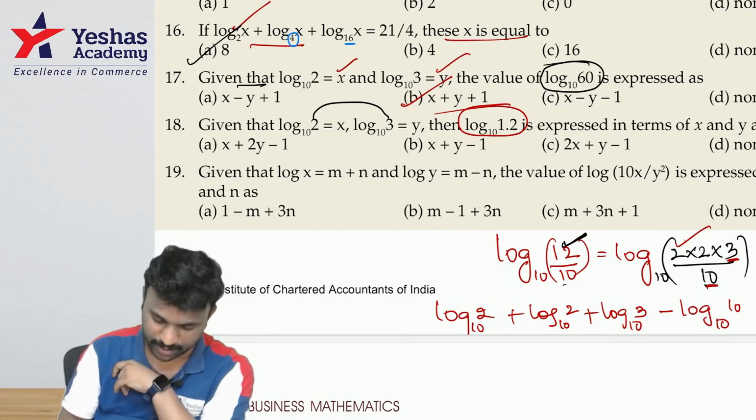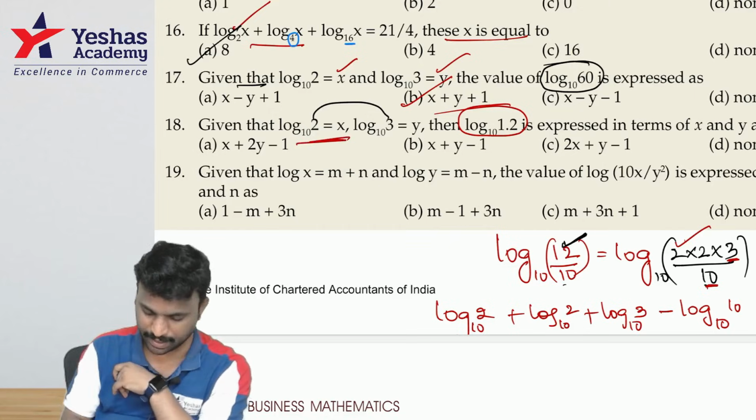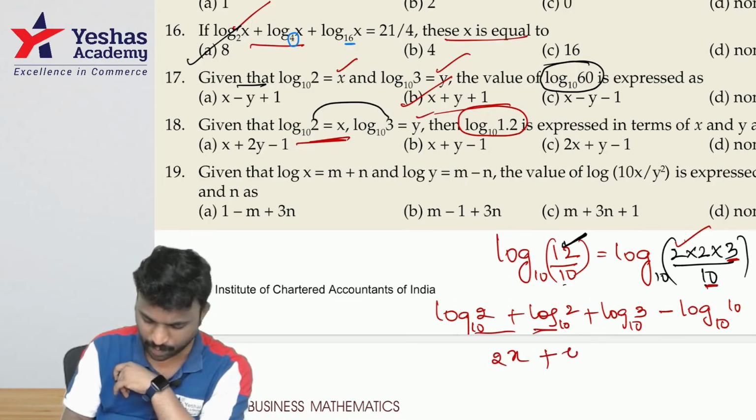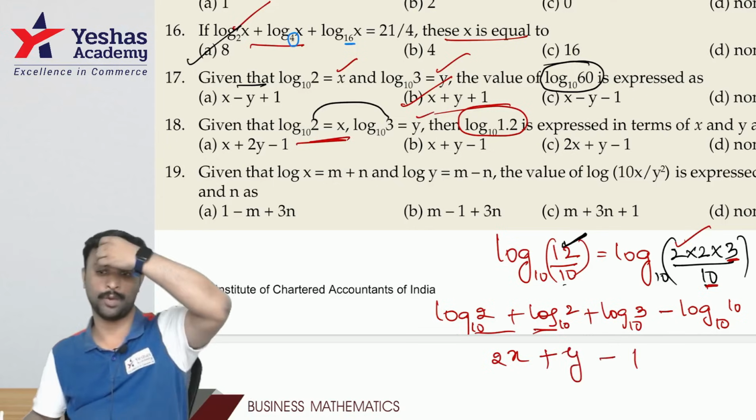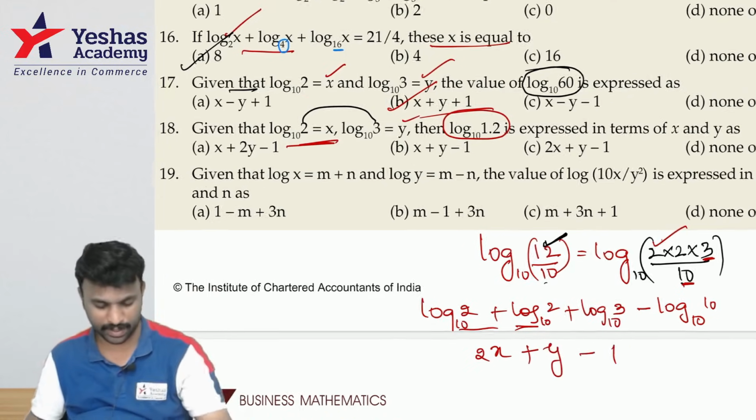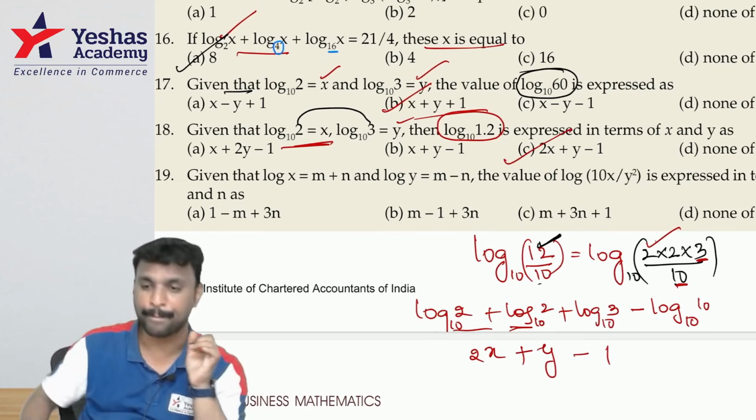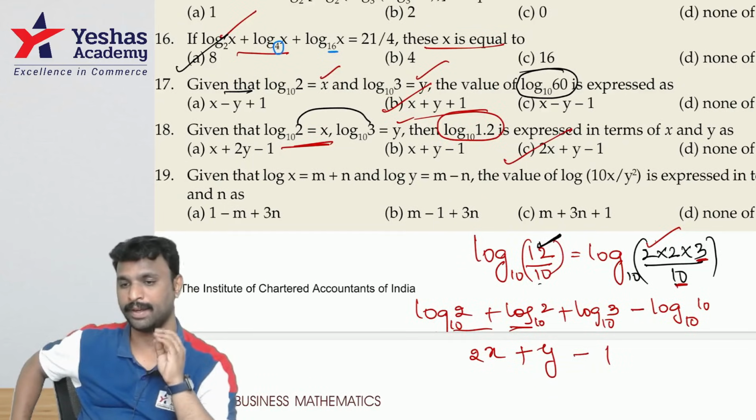Now tell me, what is log 2 to the base 10, as given? x. So it's x plus x, which is 2x, plus log 3 to the base 10, given as y, and log 10 to base 10 is 1. So the result is 2x plus y minus 1. Is it clear, everybody?